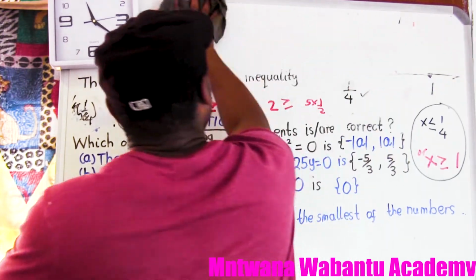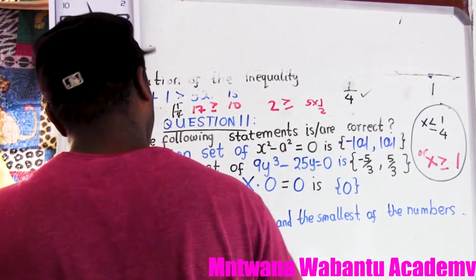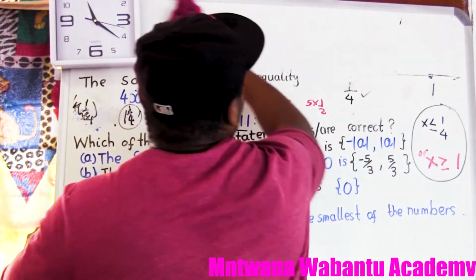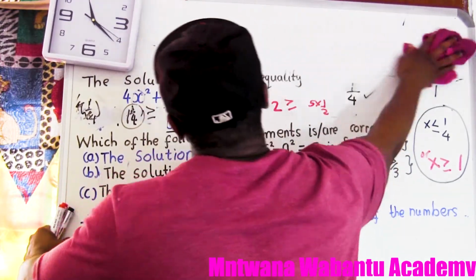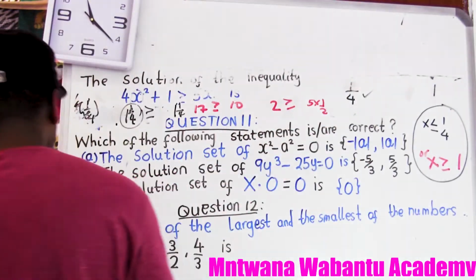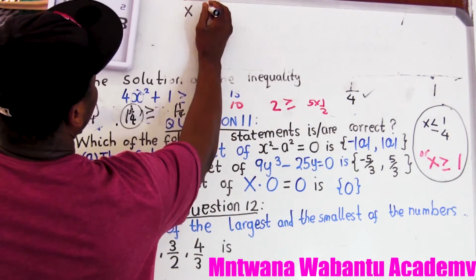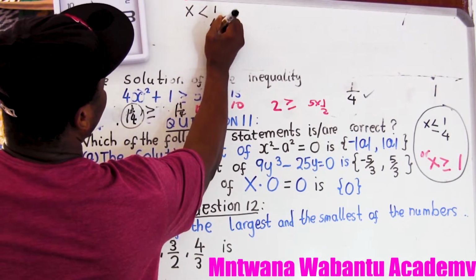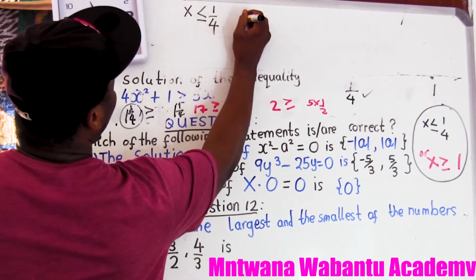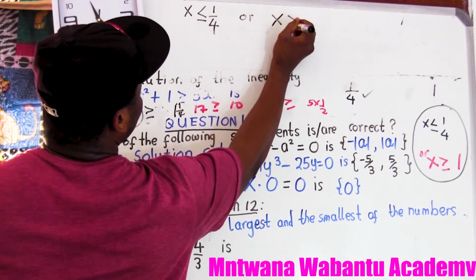But I use a number line, so you can show all of them. If it's a solution or something, you have to show it as a solution. Show all your work. Even everything you test, make sure you show. So I'm going to say x is less than or equal to 1 over 4, or x is greater or equal to 1.